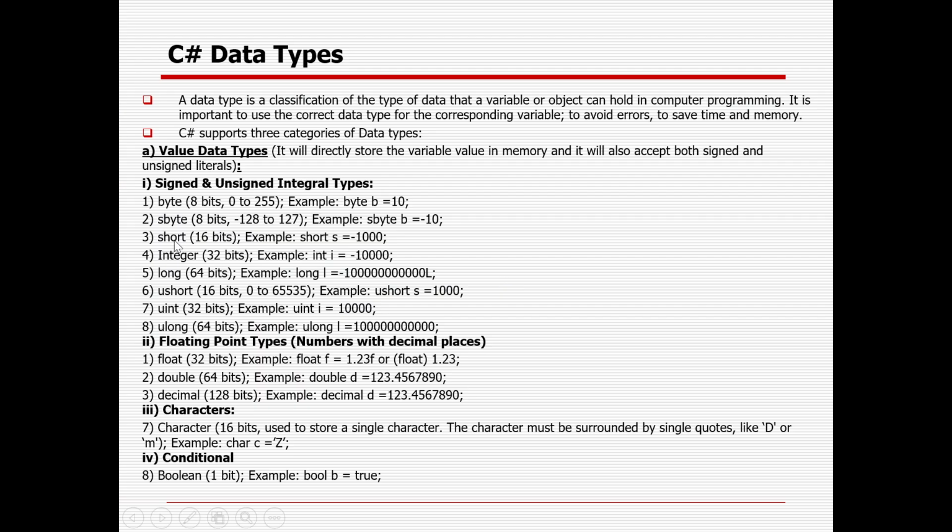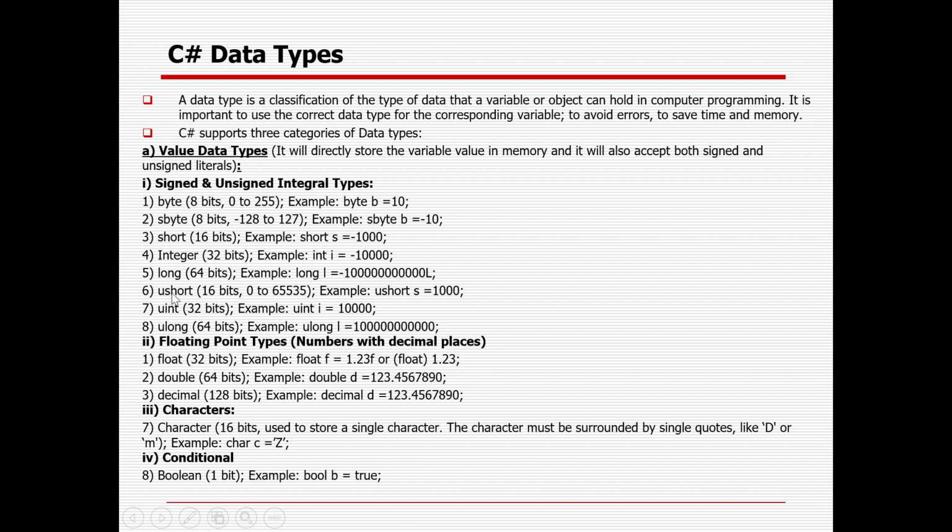The next one is short. It will consider the value 2 to the power 16. So it can hold negative to positive values. Integer will consist of 2 to the power 32 bits. It can also contain negative to positive values. Long is 2 to the power 64, right? It can also contain negative to positive.